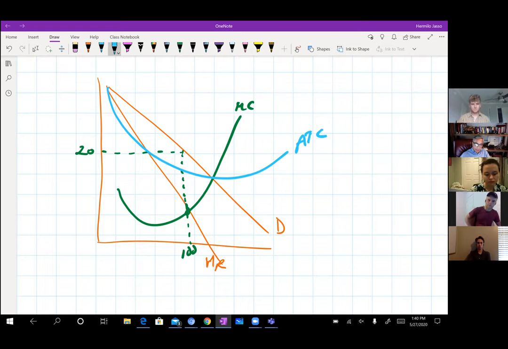Making money, because the average total cost is actually lower than the selling price. For how long is a monopoly going to be able to sustain these profits? Indefinitely. It is possible that a monopoly will be able to sustain profits for the long run, as long as the demand is favorable.